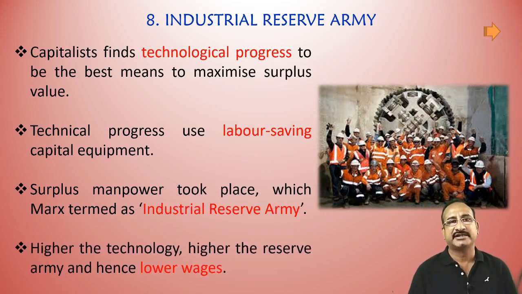As technology progresses, the higher the technology, the higher will be the industrial reserve army, and more pressure will be there on the laborers. That tends to decrease the wages as well, below the subsistence level.